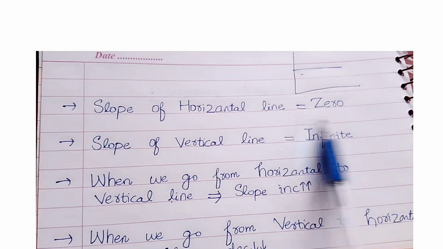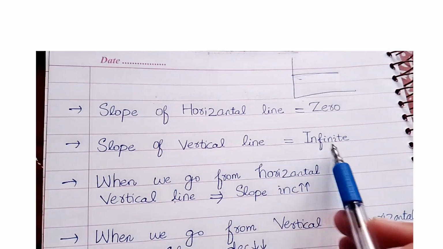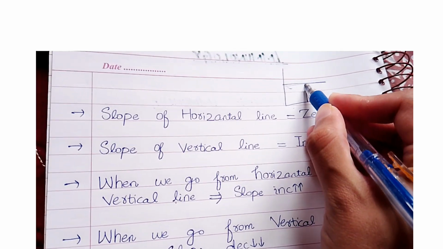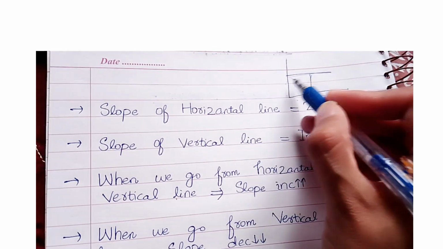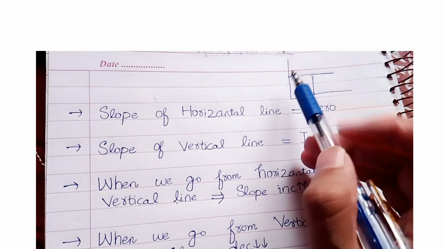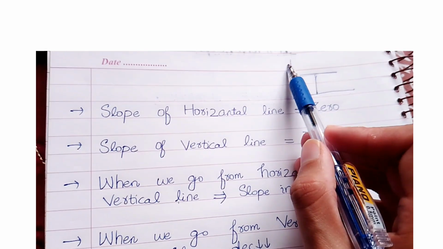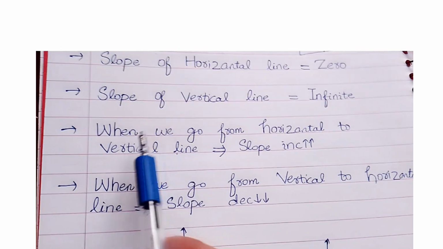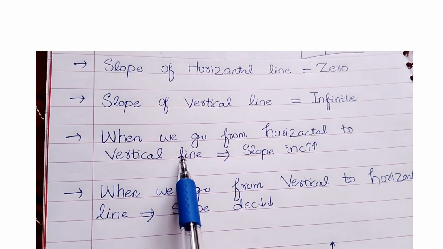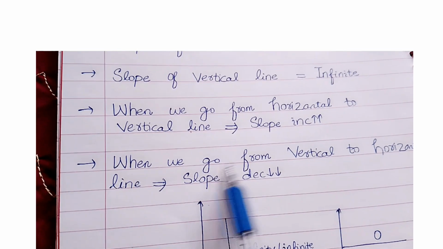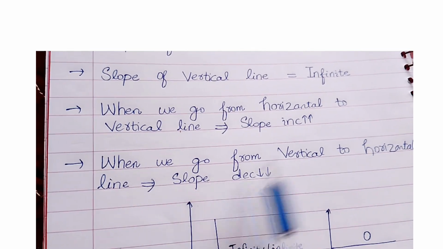So I have told you this thing, that the slope of the horizontal line is equal to 0 and the slope of the vertical line is infinite, or infinity. So if the slope is like this, then it is infinite. If it is parallel to the y-axis, it is infinite, and if it is parallel to the x-axis, it is 0. It means the y-axis change is very great, it is infinite, and the x-axis change is 0. So when a slope goes from horizontal to vertical line, the slope increases. It is a greater value. And when we go from vertical to horizontal line, the slope decreases.